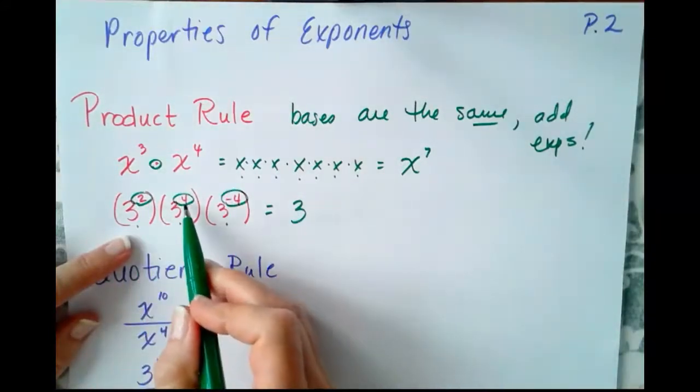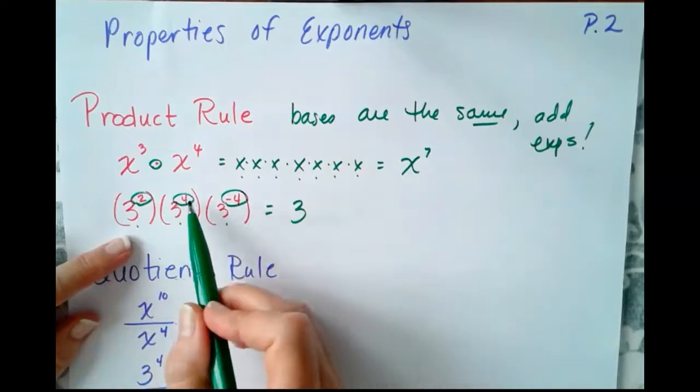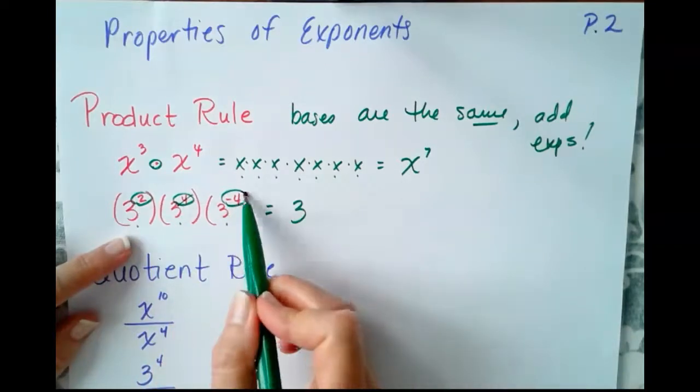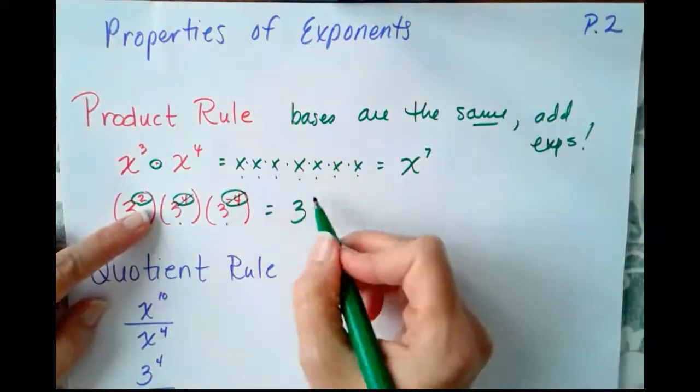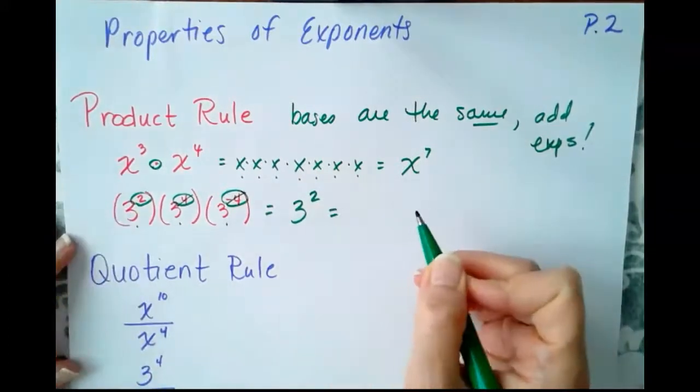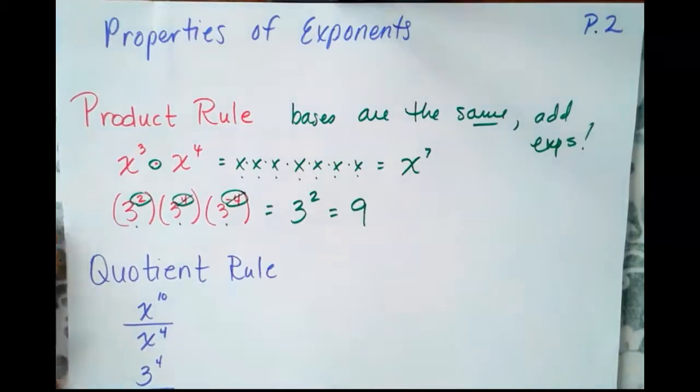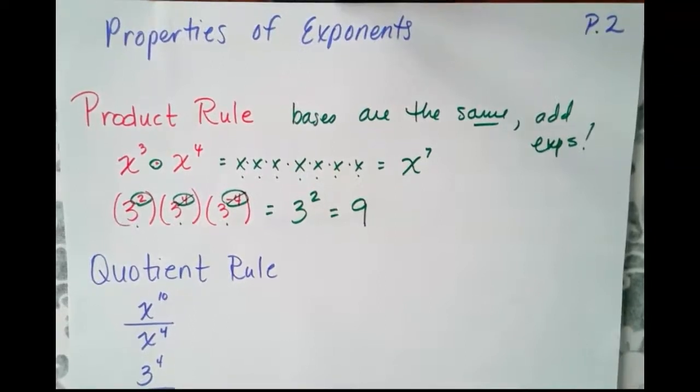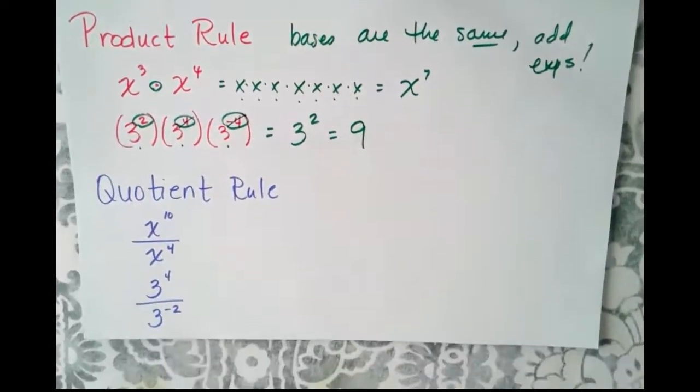So 2 plus 4 is 6. 6 minus 4 is 2. Basically, 4 and a negative 4, they cancel each other out. And we're left with 3 squared. And you can leave it as 3 squared, but that's very simply simplified to 9. That's the product rule. When the bases are the same and we're multiplying, add the exponents.